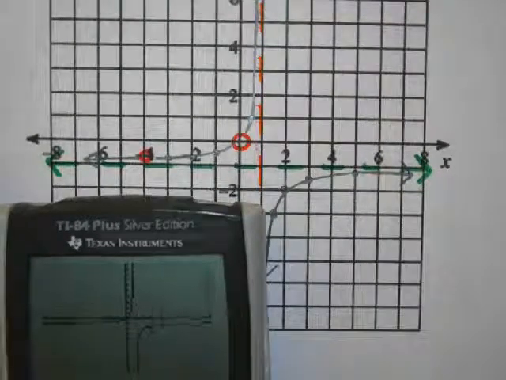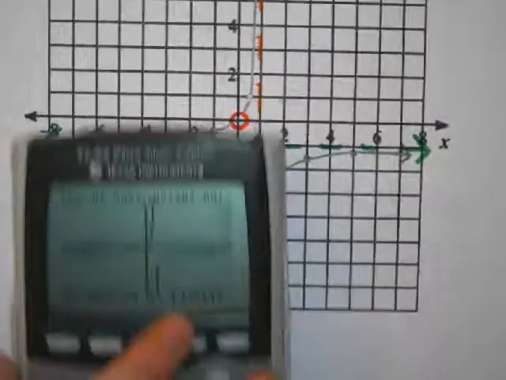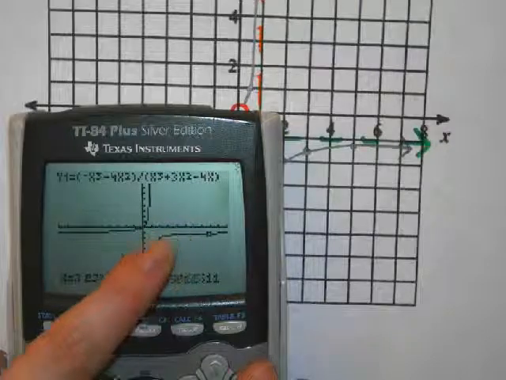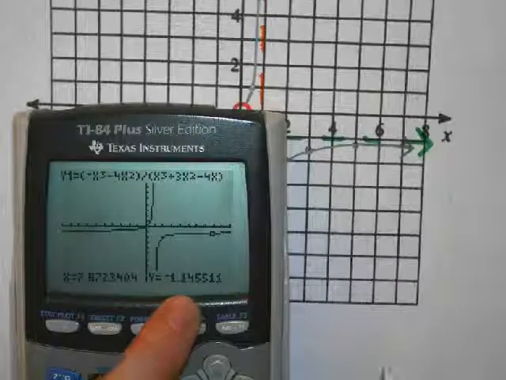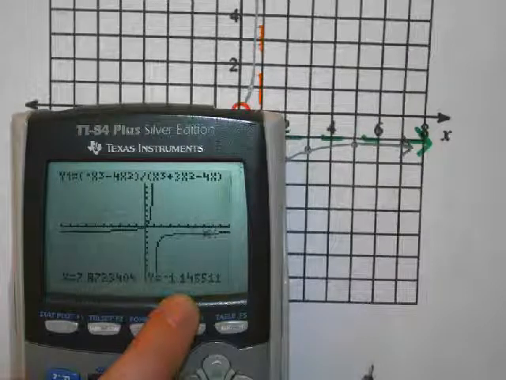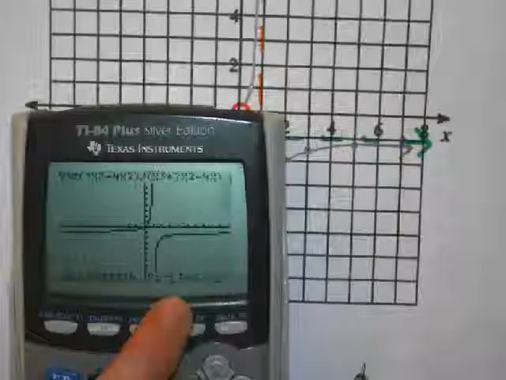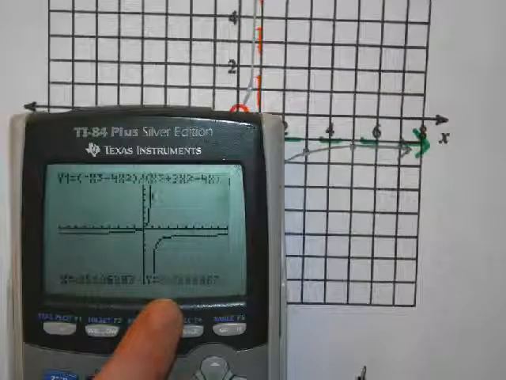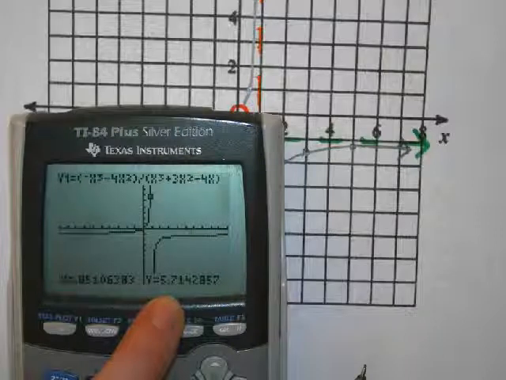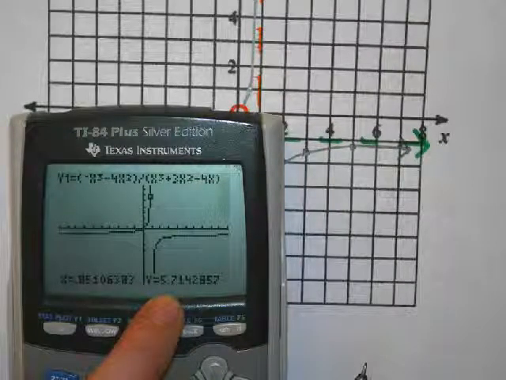If we look, I'm just going to hit the trace button and follow my graph. Right here, if there would be anything, it would be a max. So I'm going to check to see if my y values go up and then come back down again. If you watch the y values, they're getting more and more negative. So what does that mean? There was no max. It didn't go up and come back down again. It just went down.